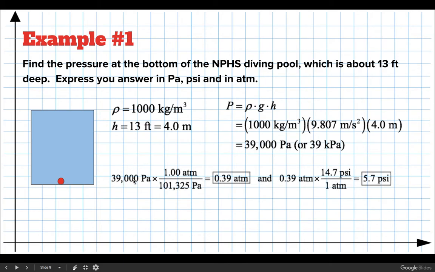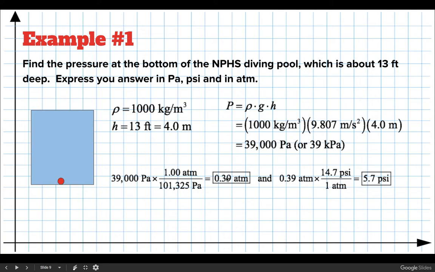So if I take my 39,000 pascals, multiply by the conversion, there's 1 atmosphere in 101,000 pascals, and I get 0.39 atmospheres. So basically, when you're at the bottom of the diving pool, and you feel that extra pressure on your ears, probably when you dive to the bottom of a pool, the pressure down there is about 40% of the pressure of the atmosphere.